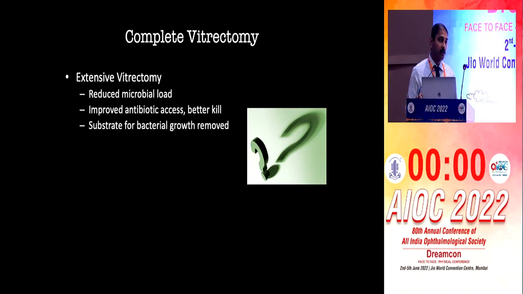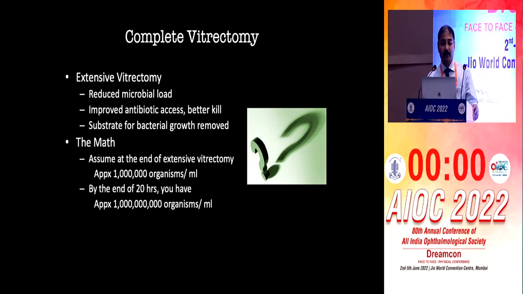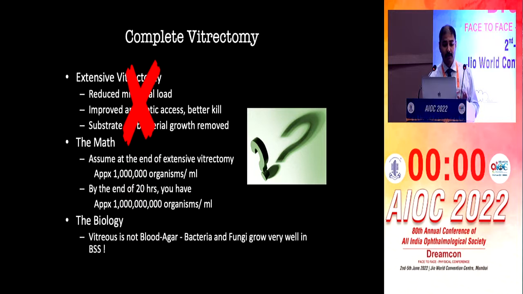A lot of people advocate complete extensive vitrectomy, and they say that it reduces the microbial load, improves antibiotic access, gives better kill, and the substrate for bacterial growth is removed. The math, if you look at it, even if you remove a lot of organisms and just leave 1 million organisms, that is smaller than a pin tip, at the end of just 24 hours, when you see the patient again, there will be 1 billion organisms per ml. So if you think that you're doing a vitrectomy to reduce the number of microorganisms, it's absolutely wrong.